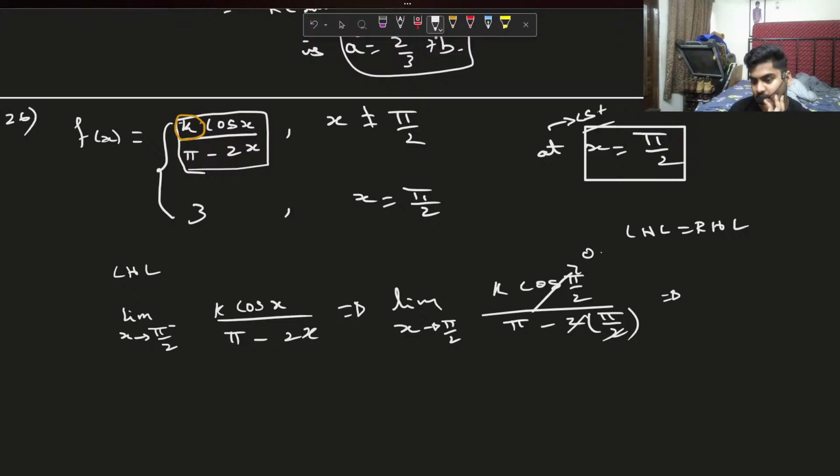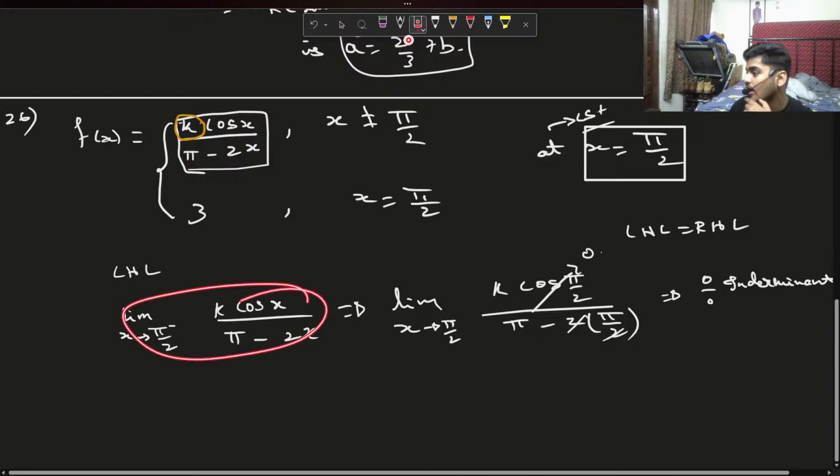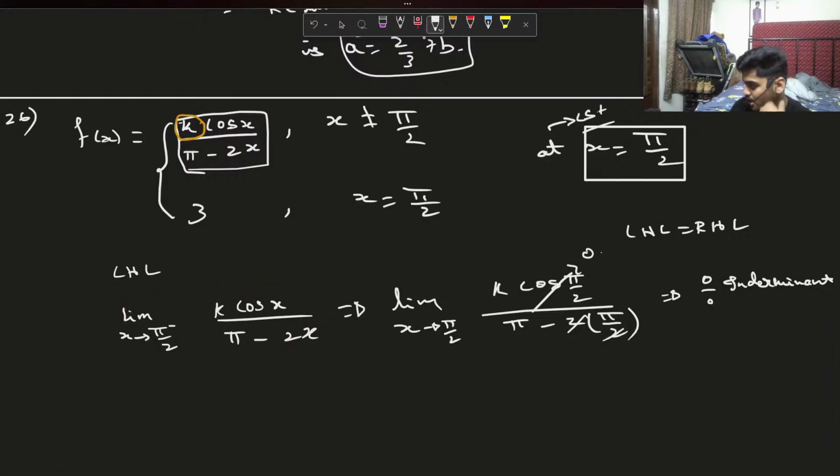So it is an indeterminate form, which is the 0 by 0 form. When it is an indeterminate form, nothing more is to be done directly. This thing is there, right, at the starting of the question. I'm not doing anything much here.